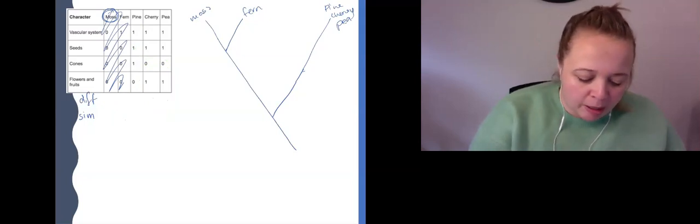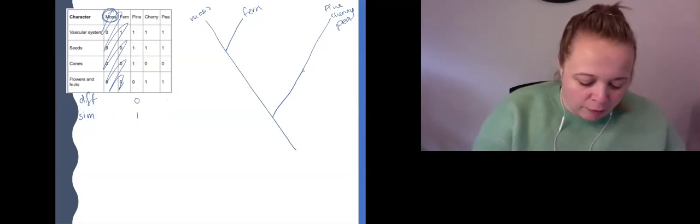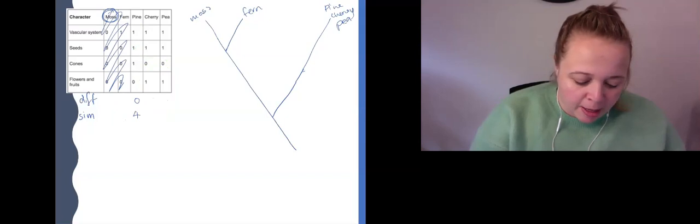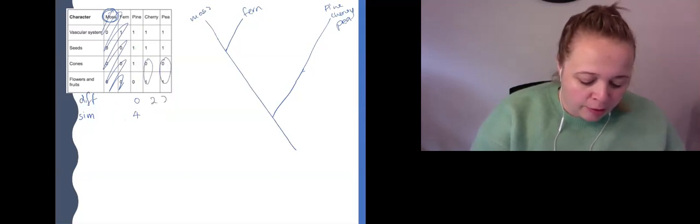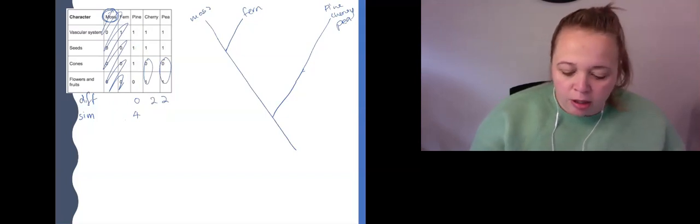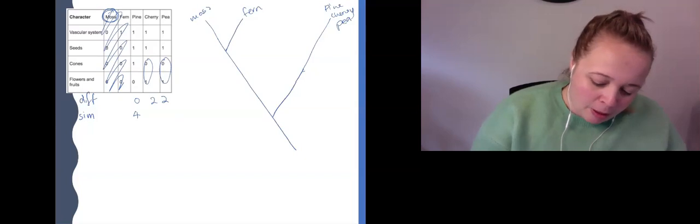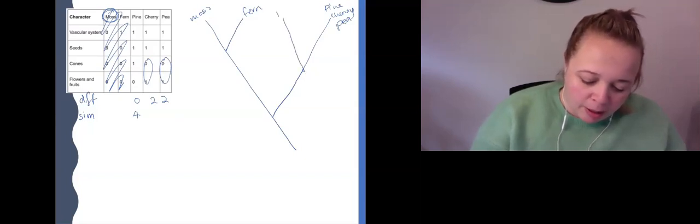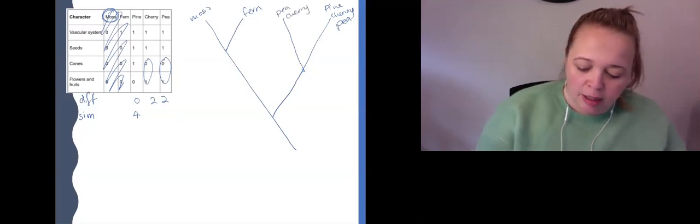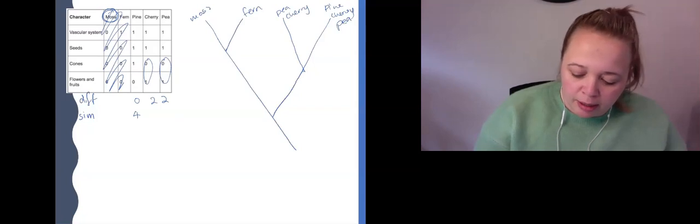So let's compare. The pine can be the original. It has 0 differences and 4 similarities. Now, what's different to it is they both have 2 differences to these two here. So you can see that the pine is not the same as the cherry and the pea. But what I'll do is I'll just branch them off up here. And then I'm going to say the pea and the cherry are here. And then the pine is left over here.